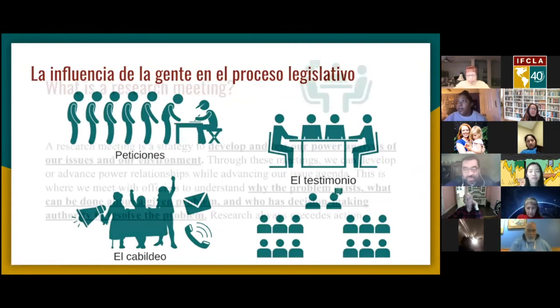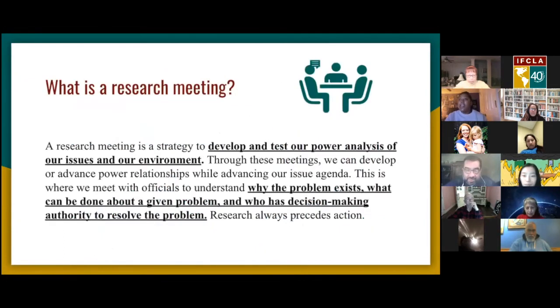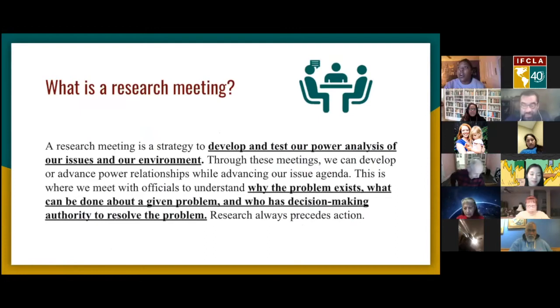Thanks, Rita. So the first thing that we want to talk about tonight, before we try on research meetings, is spending a little time talking about what they are. So in short, a research meeting is the way that we, the people, can test our power with our elected officials. And it's also the way that we can gauge where our officials are around the issues that we care about. During these meetings, we can develop relationships around an agenda with an elected official.